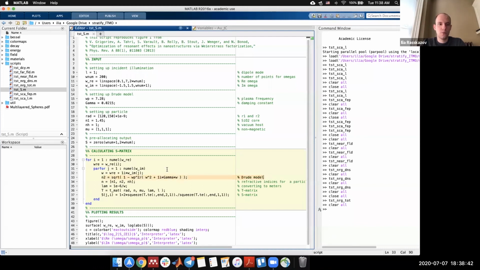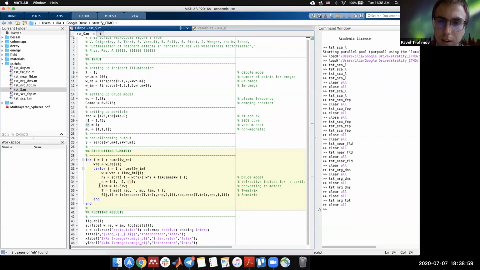I'm using the Drude model for the refractive index. Design my refractive index: N1 is the silica, N2 is the Drude model for gold, and then H is the vacuum host. Yeah, there is a question.